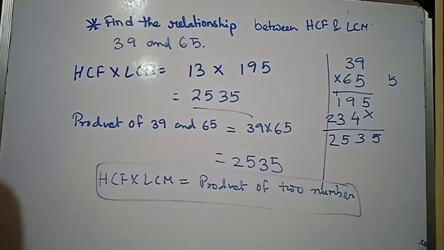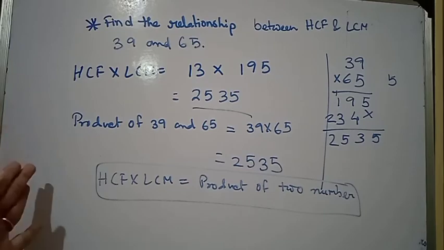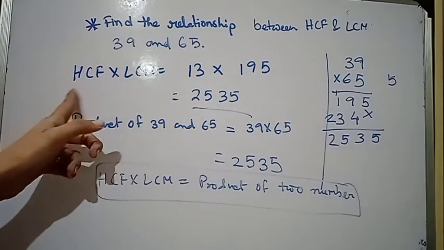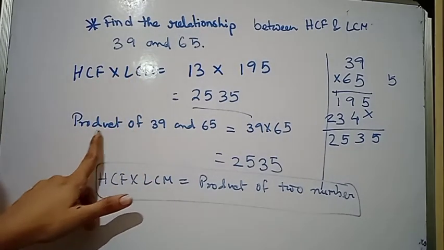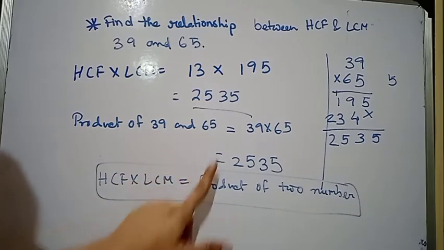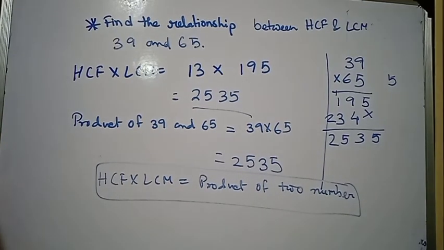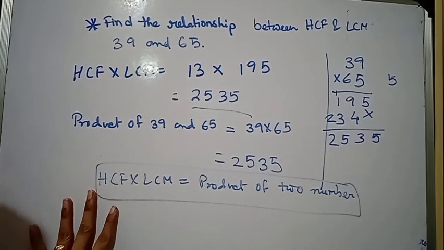So if someone asks you to find the relation between HCF and LCM, we are going to do these 3 and 4 steps. First we are going to find LCM and then HCF, then we are going to find the product of HCF and LCM, and then at the last we are going to find the product of these two numbers. So we can verify that HCF and LCM will be equal to the product of two numbers. Next we are going to take another sum related to this relationship.